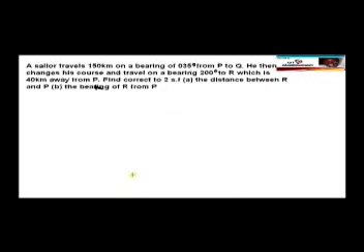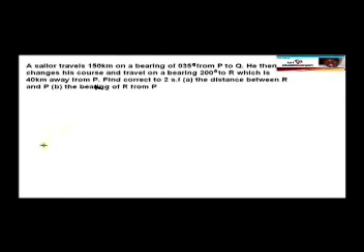This question says a sailor traveled 150 kilometers on a bearing of 35 degrees from P to Q. He then changes his course and travels on a bearing of 200 degrees to R, which is 45 kilometers away from P. Find, correct to 2 significant figures, the distance between R and P and the bearing of R from P. Let's see how this one works.